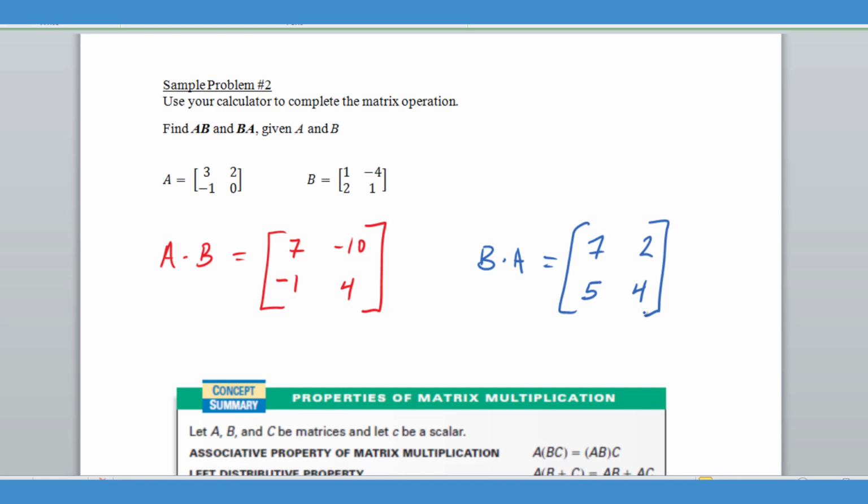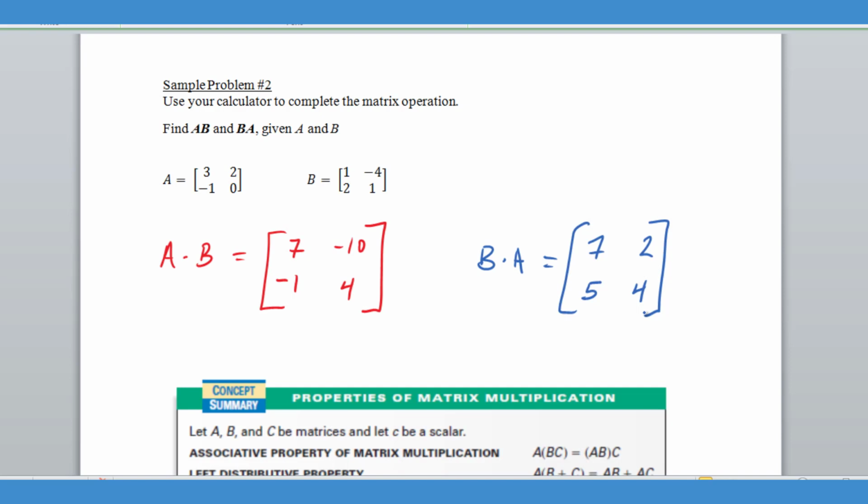So here, we do not have a certain property in math that you need to be familiar with. In this case, it's the commutative property. So if we switch the multiplication around, it does not give us the same answer like it does in real numbers. So matrix operations have certain properties associated with them, but commutative is not one of them.